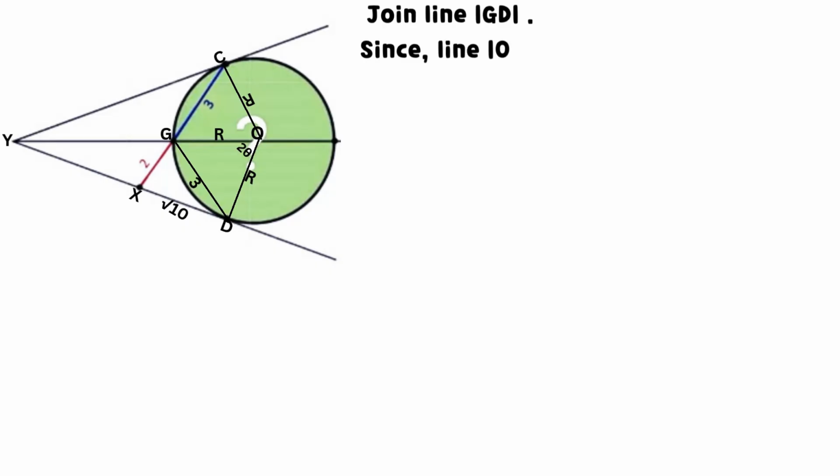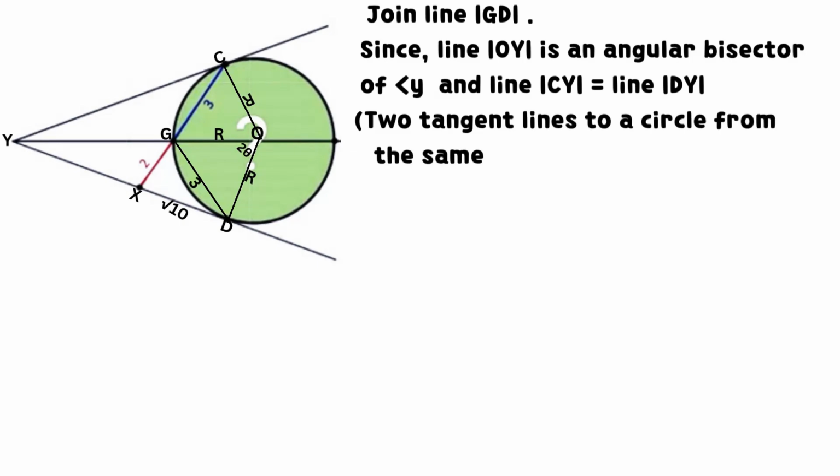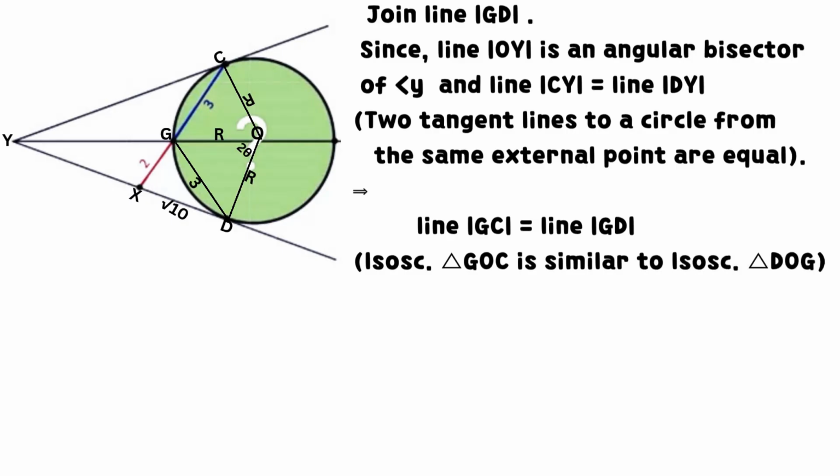Join line GD. Since line OY is an angular bisector of angle Y and line CY equals line DY, this is because two tangent lines to a circle from the same external point are equal. This implies that line GC equals line GD. The reason is that isosceles triangle GOC is similar or congruent to isosceles triangle DOG.